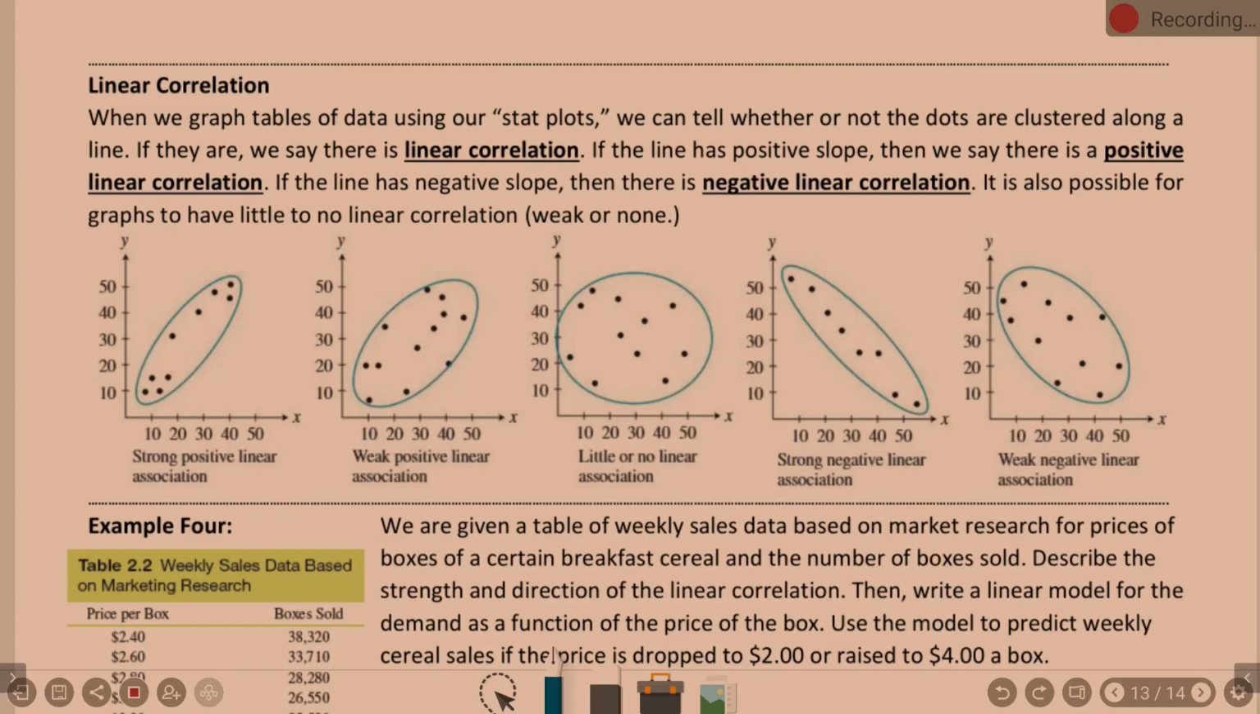About linear correlation, okay? When we graph tables of data using our stat plots, so when we graph dots, we can tell whether or not the dots are clustered along a line. If they are, we say that there is a linear correlation. If the line has positive slope, then we say there's a positive linear correlation. If the line has negative slope, then there is a negative linear correlation. And it's also possible for graphs to have little or no linear correlation.